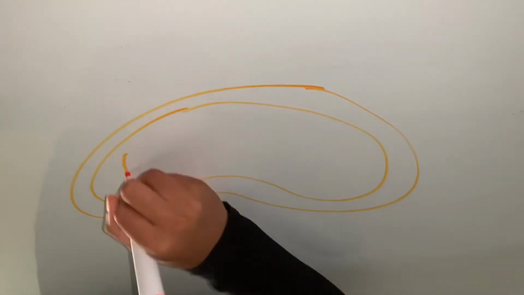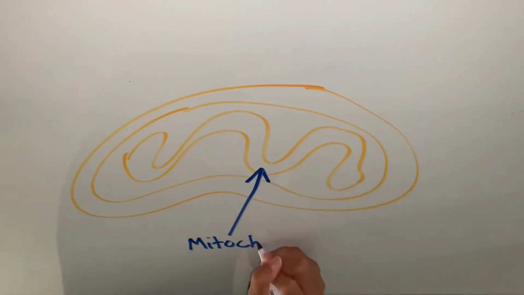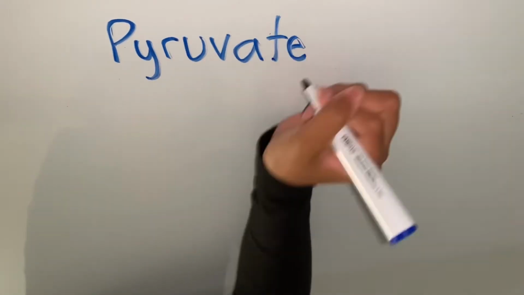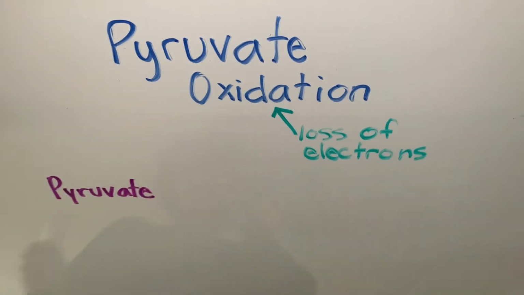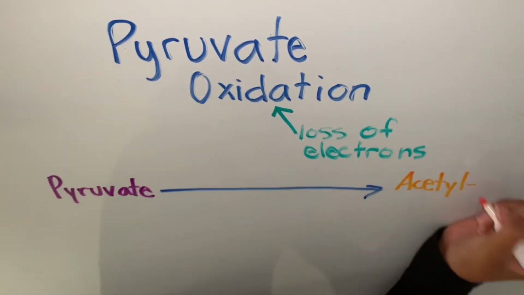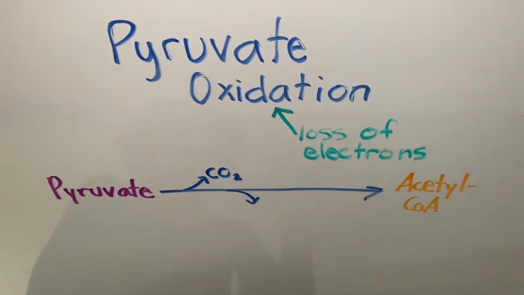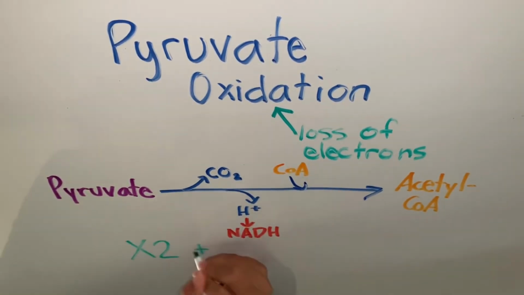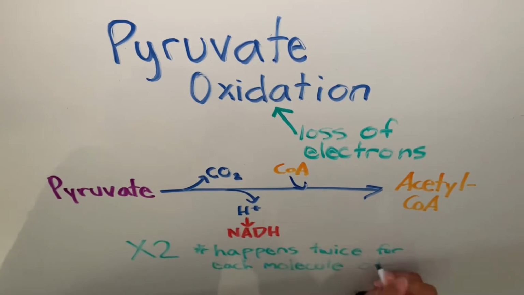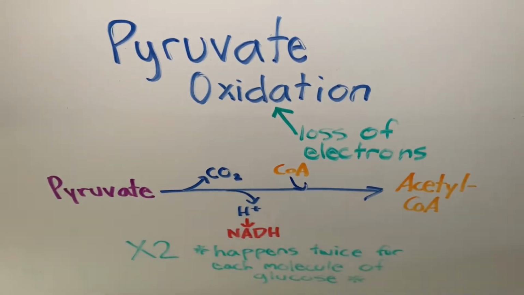The next step of cellular respiration is pyruvate oxidation. This occurs in the mitochondrial matrix, the center of the mitochondria. This is a short process where each pyruvate is decarboxylated and an H ion is released to produce NADH. Then, coenzyme A, also known as CoA, is added so that the end product is acetyl-CoA. The process occurs twice because 2 pyruvates are produced for each molecule of glucose.